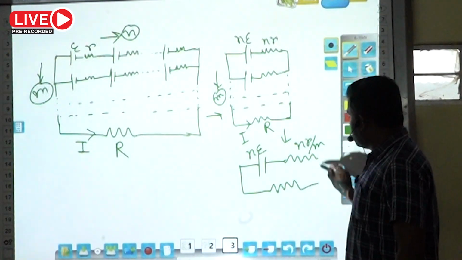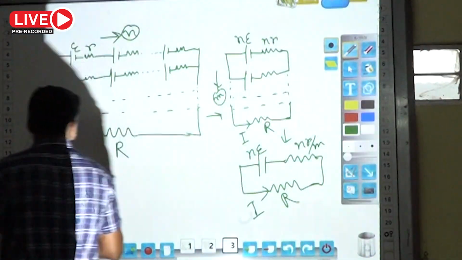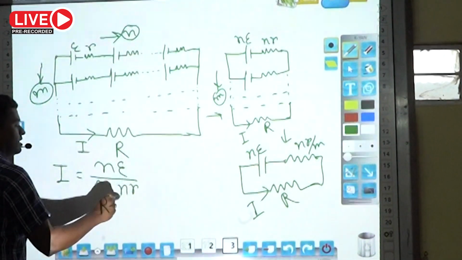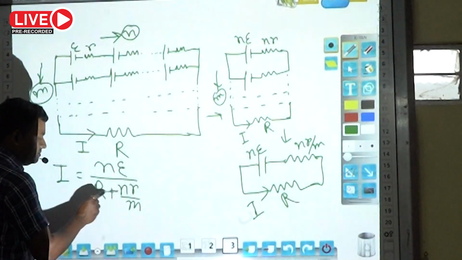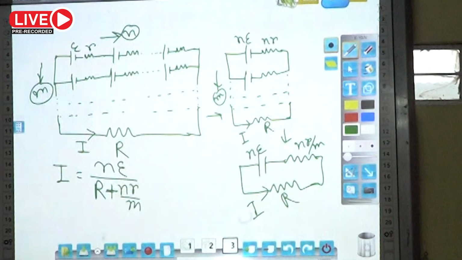External resistance is capital R. Now you can simply write the expression for I. I will become nE by R plus nr by M. This is the expression for the current: nE divided by R plus nr by M. So you have to remember only this last formula for solving the numericals.